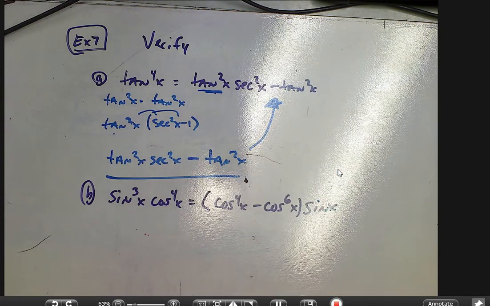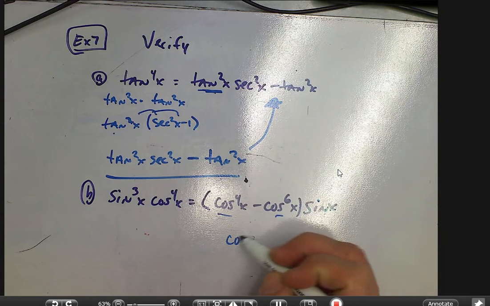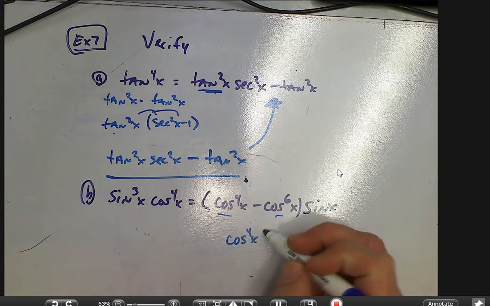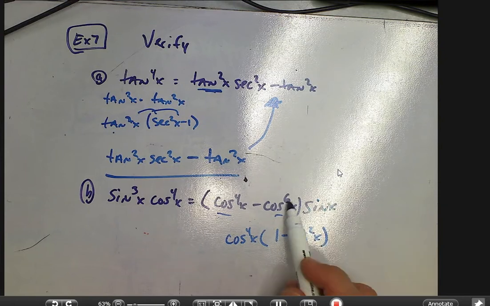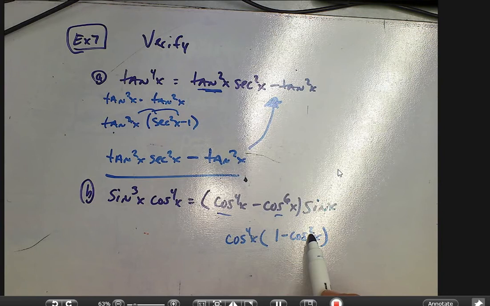Example B, same type of idea. Something long on the left equals something even longer on the right. Let's try to break this one down and make it look like the left. What I notice about the first two terms is the common factor is cosine to the fourth of x. That'll be times 1 minus cosine squared of x, because 6 minus 4 gives me 2. And then sine of x.